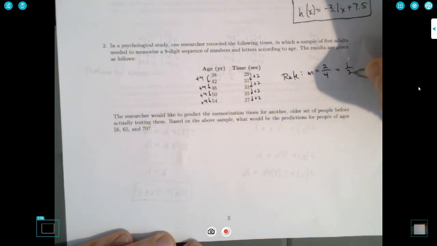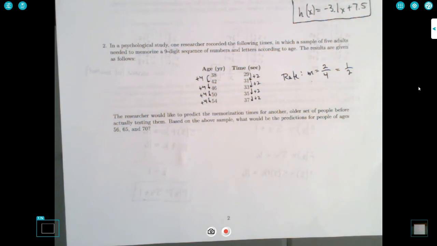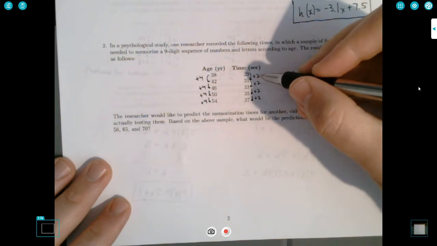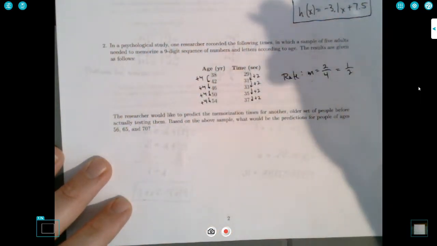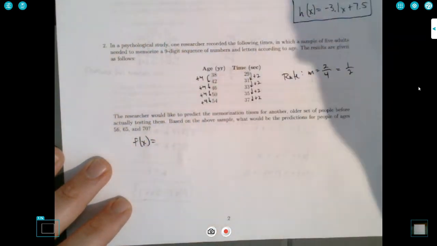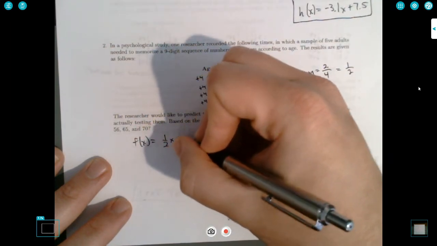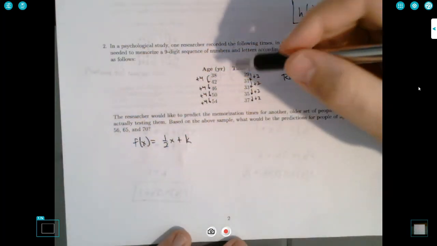That reduces to 1/2, by the way. Or, you could change it to a decimal and get 0.5 if you preferred decimals. But okay, so there's our rate. So let's call the function that models this phenomenon f. And since our rate is constant, we would say f is a linear function. And since f is a linear function, it must have the form f of x equals rate times x plus some starting point k.